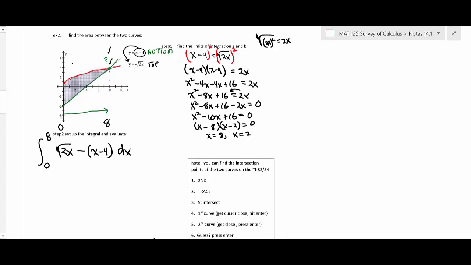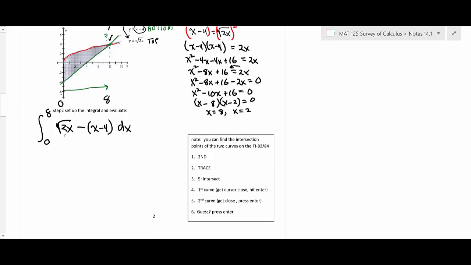Now if we can do this integral, we'll have the answer to the problem. That's how you set it up. Okay, does that make sense so far? 0 to 8, top is the square root, bottom is the line. Okay, now let's see if we know how to do this integral.